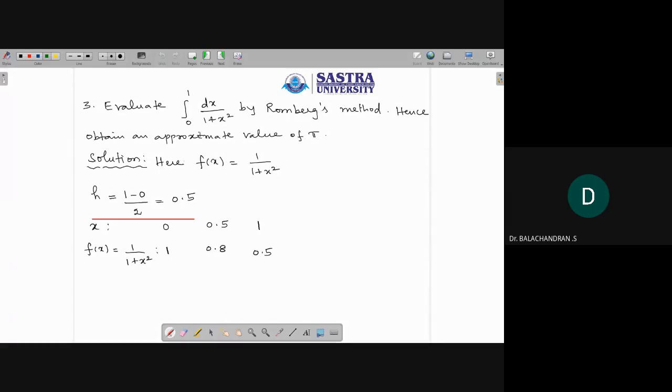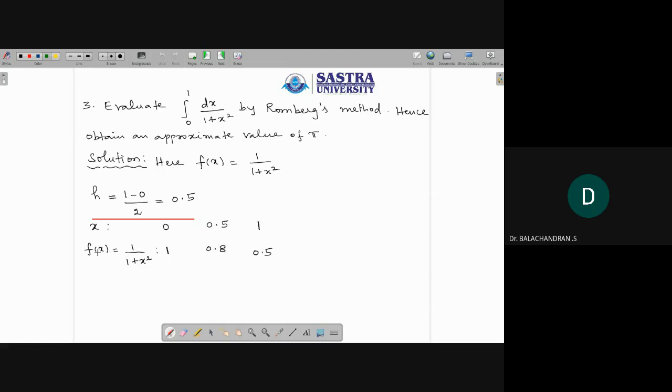So here f of x is equal to 1 by 1 plus x square. Okay, and h is equal to b minus a by n. I am taking n equal to 2, so 1 by 2 is 0.5. So h is 0.5. The x values are 0, 0.5 and 1.